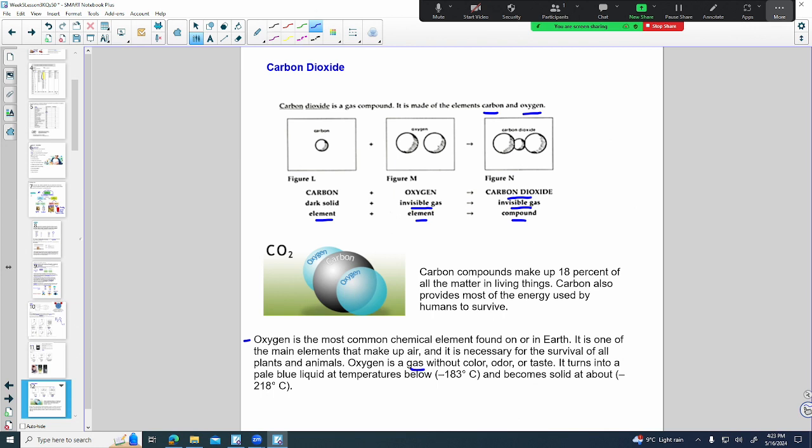Oxygen is a gas without color, smell, or taste. It turns into a pale blue liquid at temperatures below minus 180 degrees Celsius. And then it becomes solid at about minus 218 degrees Celsius.